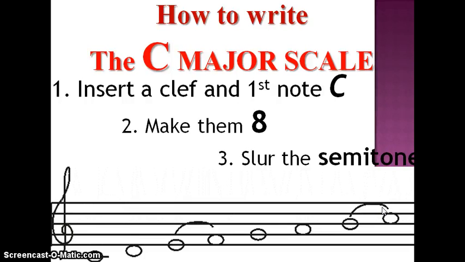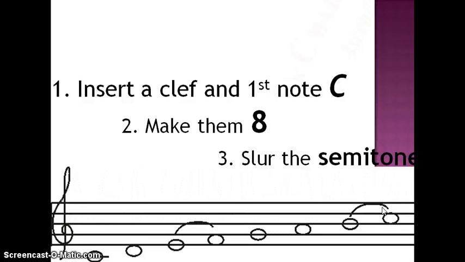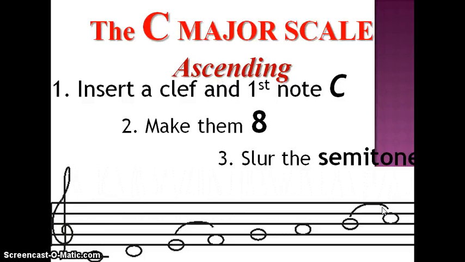Insert a clef and first note, C, make them 8, and slur the semitones. This way we have the major scale in the key of C. This scale is written ascending. We could actually write the same scale descending, in which case this 8th note is the first that we would have written, and then the 7th note, B, becomes the next, and then A, and then G, and so on.